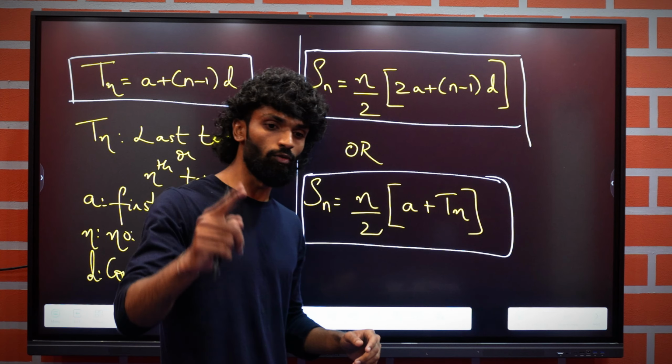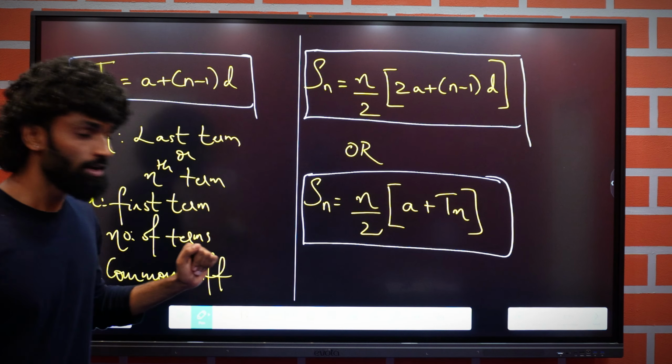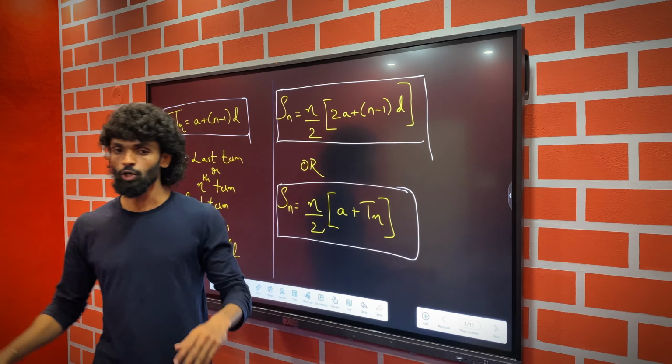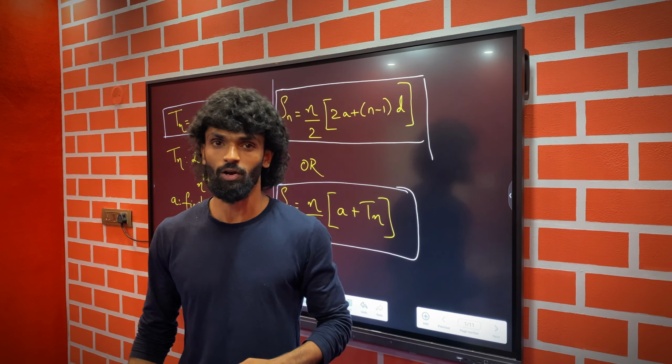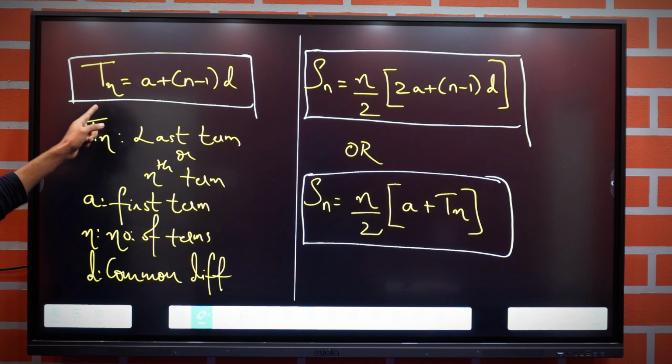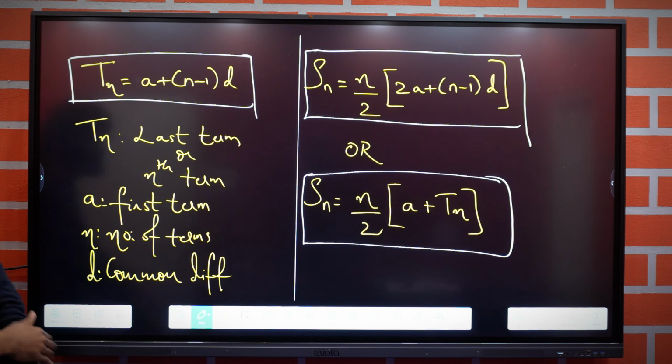Before that, let me give you a warning right now. By chance, if you forget this specific slide during your exams, I'm pretty sure this music will start playing in your background. To avoid that, start focusing on this video right now. So Tn equals a plus n minus 1 into d.